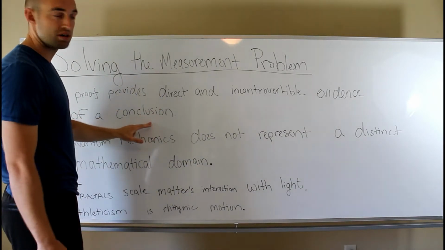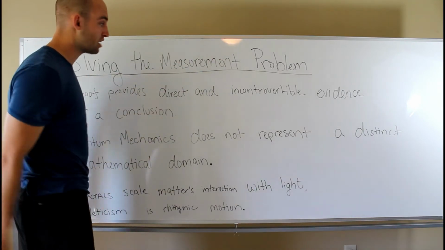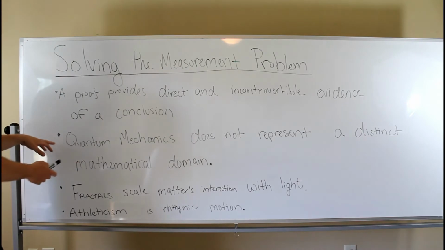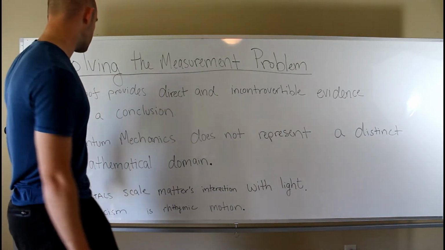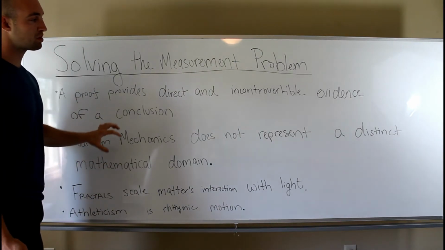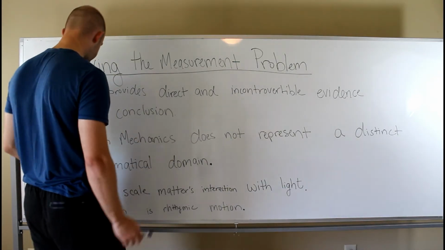But now guess what? Nature doesn't give a shit. Nature has to prove you right. The environment, the world around you, has to say, this is why you are correct. The second statement I have up here is quantum mechanics does not represent a distinct mathematical domain. So to solve the measurement problem of quantum mechanics, I'm going to prove this statement by direct observation.